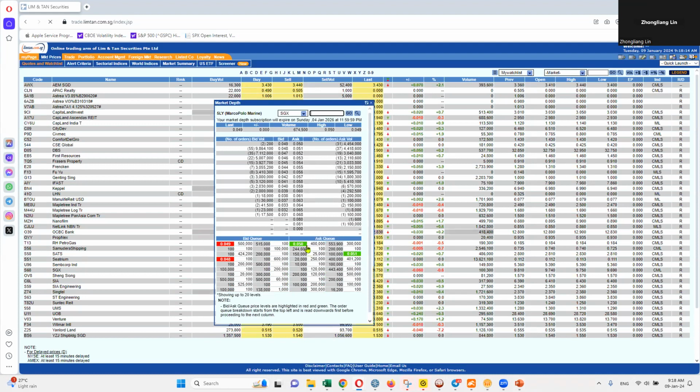Similarly, the sell queue is also the same. You can see there are 31 queues, 4.454 million. The first queue is 244,600 queuing to sell at 0.05, and so on and so forth.